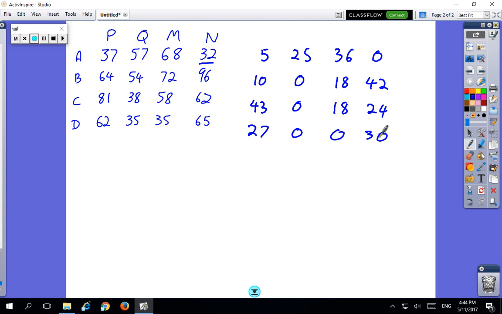Okay. So we've got our rows done. But then if we look here, this column has no zeros. So what I'm going to do is take 5 away, because that's the smallest number, 5 away from all of them, so that becomes 0, that becomes 5, that becomes 38, and that becomes 22.